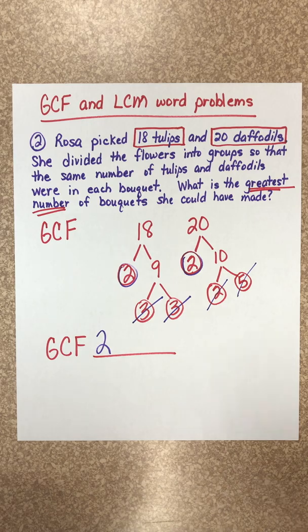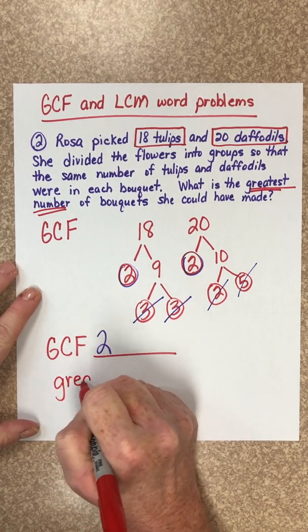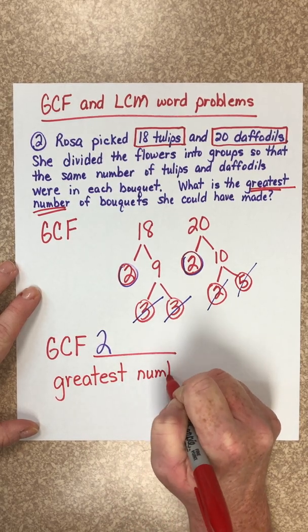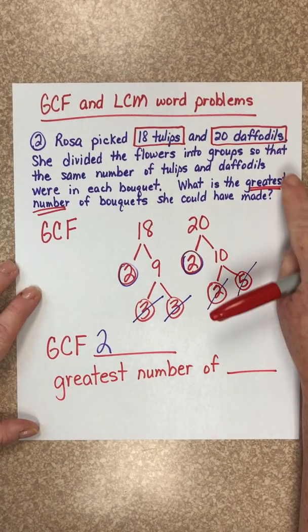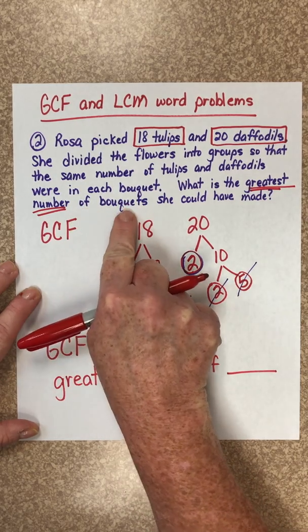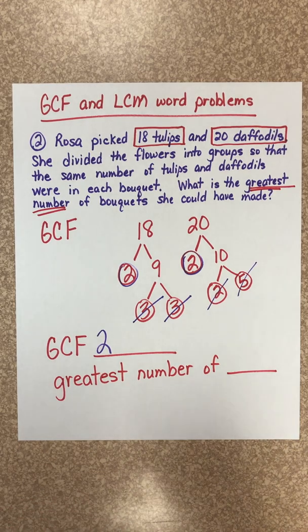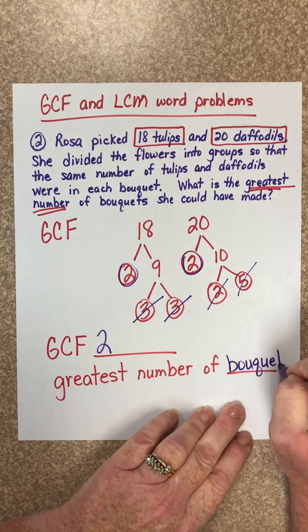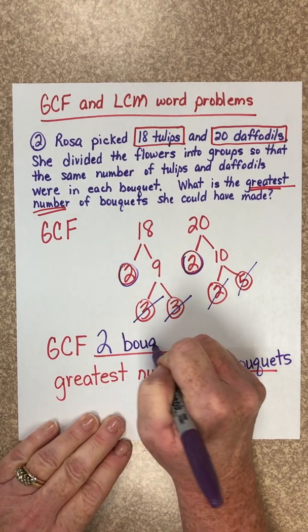So now I need to think about, well, what would the label be? So again, let's look at the question, and we're going to be thinking greatest number of what? So let's go to the question. The greatest number of what? Bouquets. That means bouquets is our label. So we have 2 bouquets.